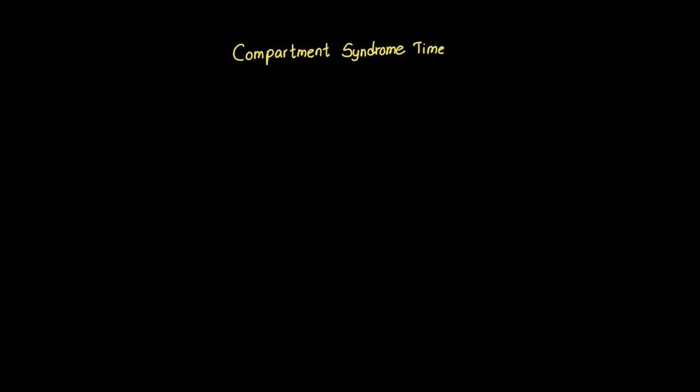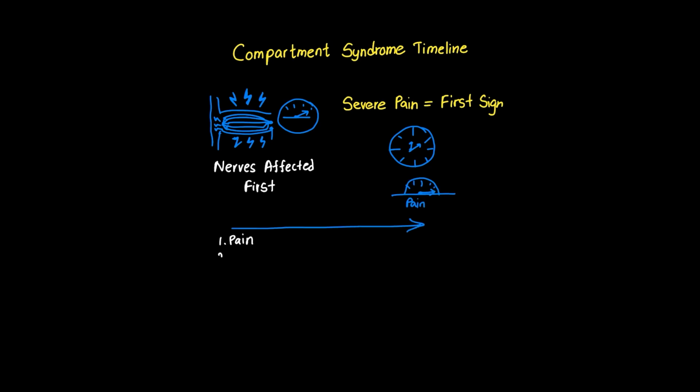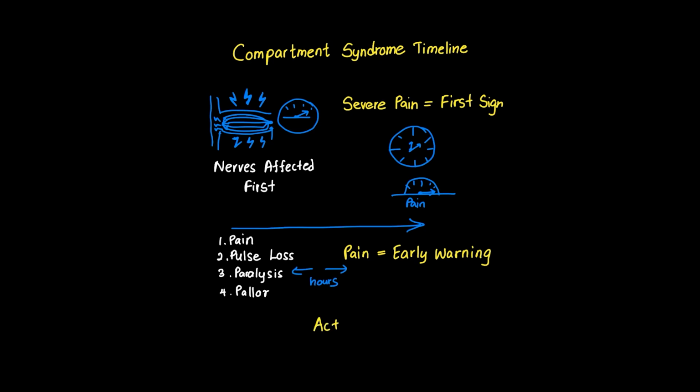Compartment syndrome progression follows a predictable pattern that helps us catch it early. When pressure builds within a muscle compartment, the first structure affected is sensory nerves. These delicate nerves are extremely sensitive to pressure changes. The patient experiences severe pain disproportionate to the visible injury, often described as deep, constant, and worsening. As pressure continues building, it compresses arteries, causing pulselessness. Next comes paralysis as motor nerves fail. The key is recognizing that severe pain comes first, hours before the late signs.